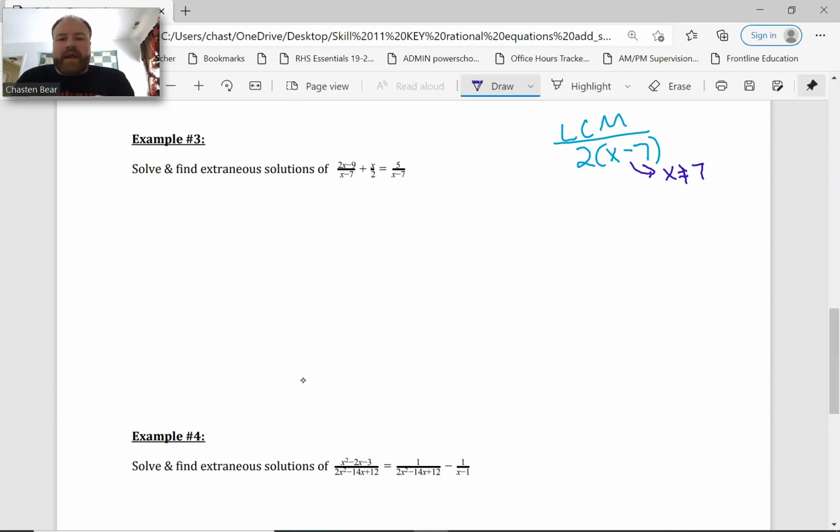All right, let's see. I've got the x minus 7 in the first fraction, so I have to multiply top and bottom by 2. Second fraction, I've got the 2, but I'm missing the x minus 7. And the last fraction, I'm missing the 2, so I have to multiply by 2.